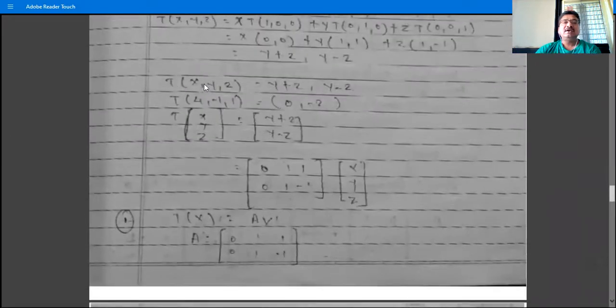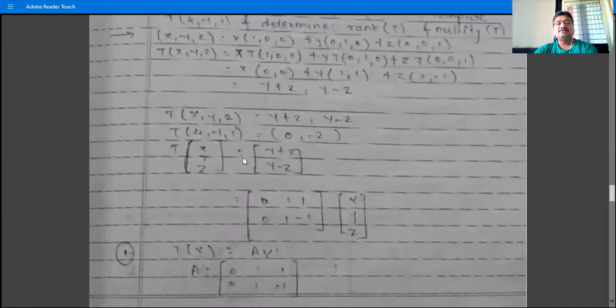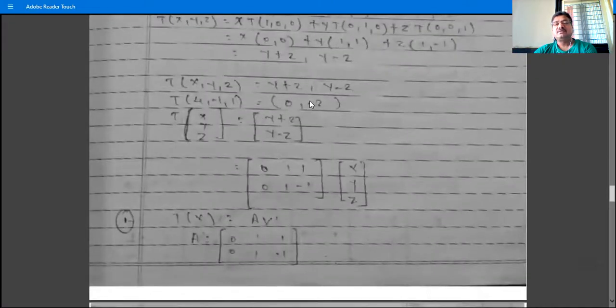So T(x, y, z) = (y + z, y - z). The round brackets are very important. And so for T(4, -1, 1), we substitute x, y, z as 4, -1, 1 and we have the answer. T(x, y, z) is equal to (y + z, y - z).